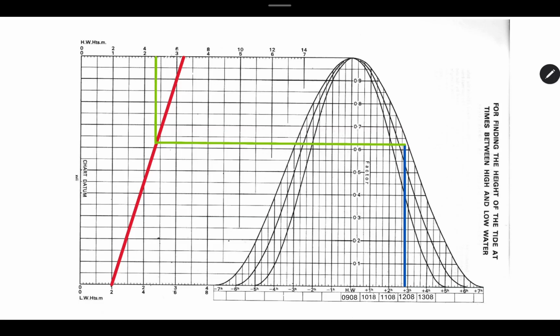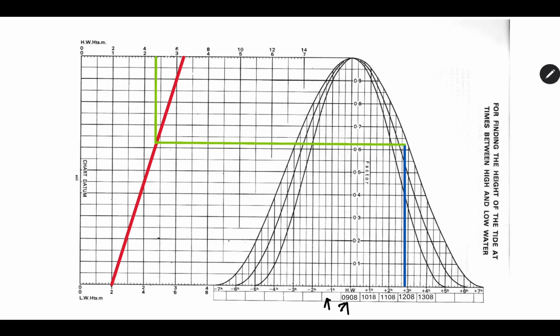Then we have to use the graph. The high water, we know that it happens at 0908 hours. After 1 hour it would be 1018, 2 hours 1108, 3 hours 1208, 4 hours 1308. It will keep on going like that. And one hour before the high water, that would be 0808, and this will be, sorry, 0708. Like that it will keep on going down.